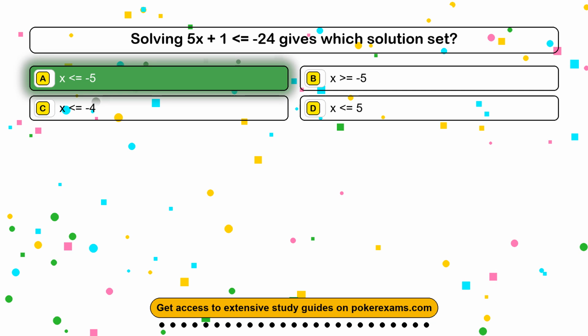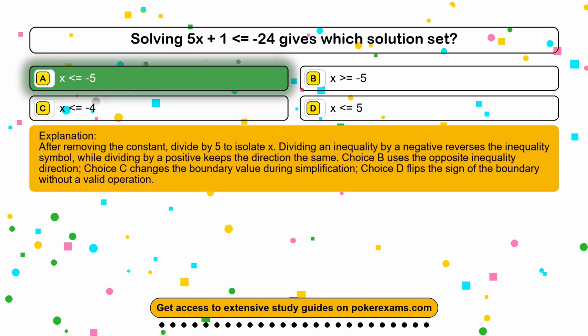The correct answer is option A, x equals minus 5. After removing the constant, divide by 5 to isolate x. Dividing an inequality by a negative reverses the inequality symbol, while dividing by a positive keeps the direction the same. Choice B uses the opposite inequality direction. Choice C changes the boundary value during simplification. Choice D flips the sign of the boundary without a valid operation.